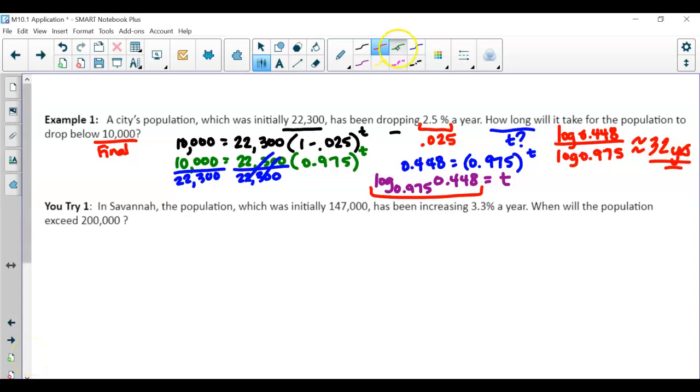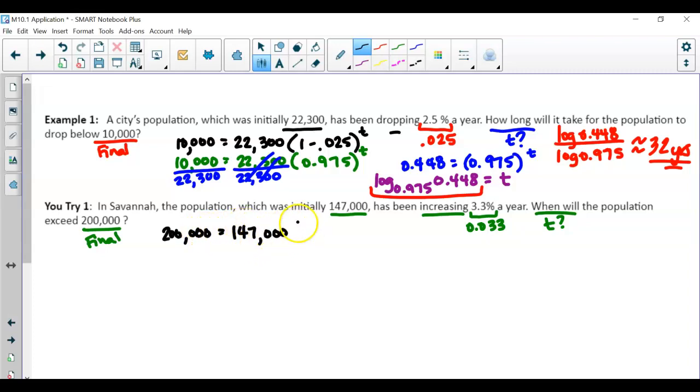And here we go. You should have noticed in this problem that you are increasing by this rate. So we have 1 plus our rate, which is 0.033. Then we started at 147,000. Our final amount is 200,000 people. When will the population reach that? So again, you're looking for time in years. So here you should have set this up as, our final, which is 200,000, because that's what we're increasing to, is equal to 147,000 times 1 plus 0.033, but now raised to the t power, because that's what you're solving for.